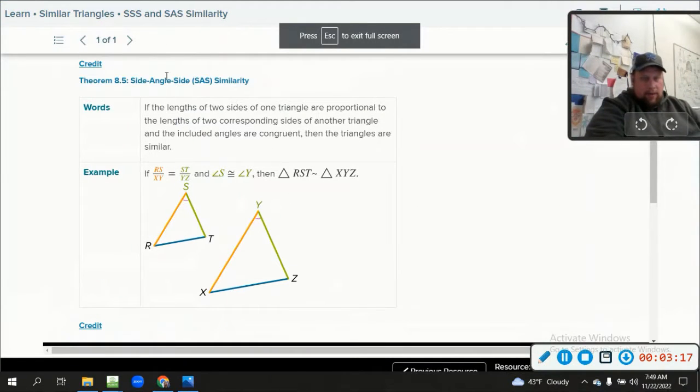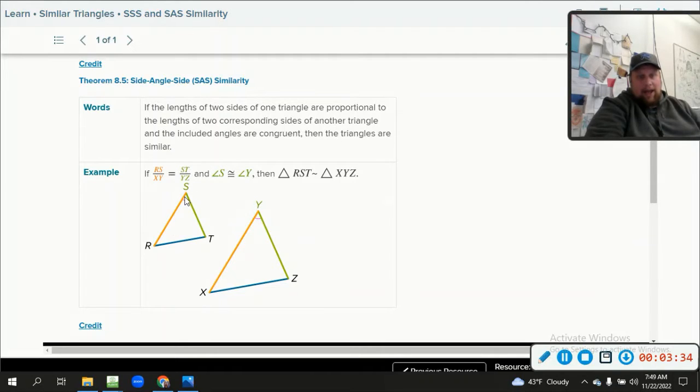You can see the whole thing at one time. So RS is proportional to XY, and ST is proportional to YZ. The included angle, angle S is congruent to angle Y, then we know by side, included angle, side, that triangle RST is similar to triangle XYZ. Boom. Again, pause this, write it down. We're going right back to our regularly scheduled program.